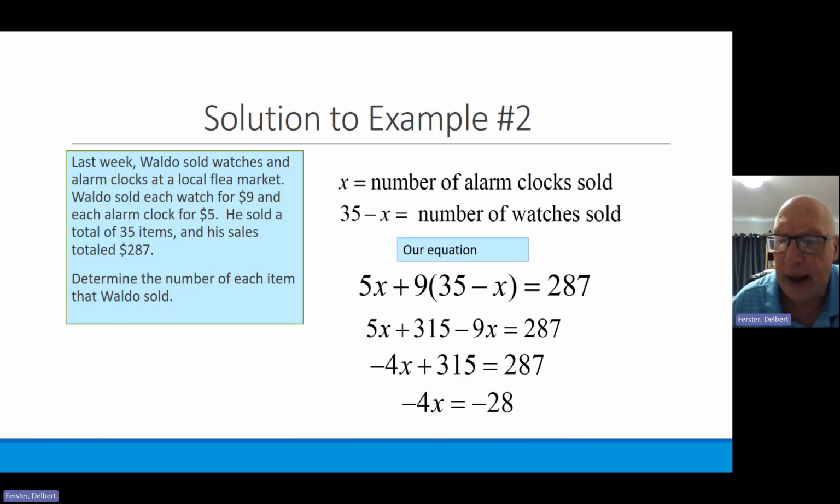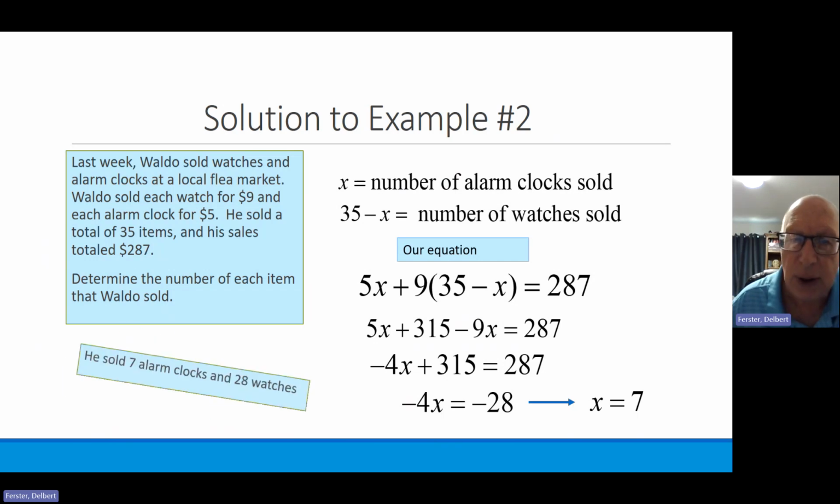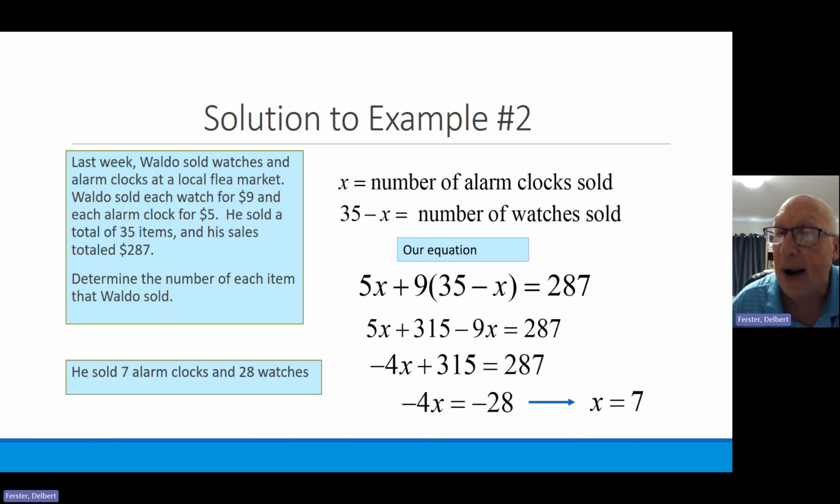Don't get nervous about all the negatives. They wash out on the end. All right, be careful. You now have a value for x. You know what x is. The problem said how many of each item did Waldo sell. So if you bail out here, you'll lose points. All right, so you know he sold 7 alarm clocks. You go back and 35 minus 7 would represent the number of watches, and that's 28.